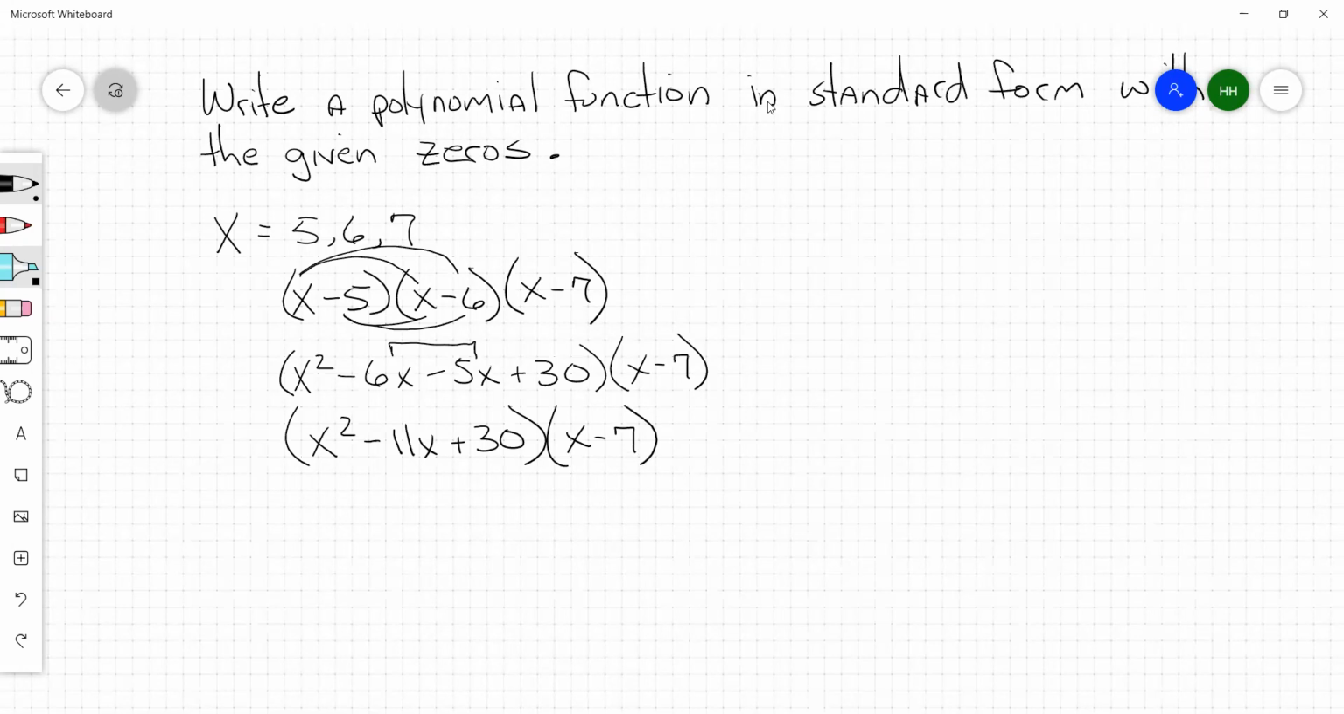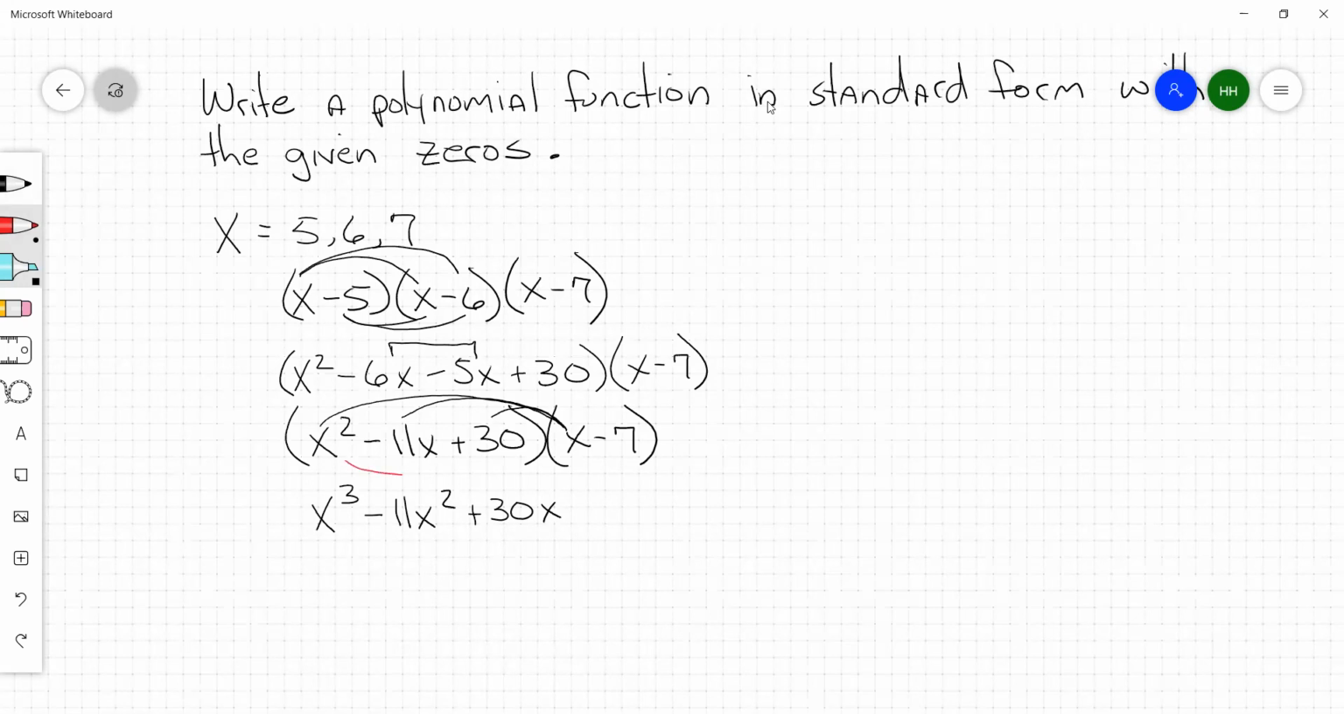So now, take your x squared times your x, and you get x to the third. And then your -11x times the x, and you get -11x squared. And then your 30 times the x, and you get +30x. And now you have to repeat the process.